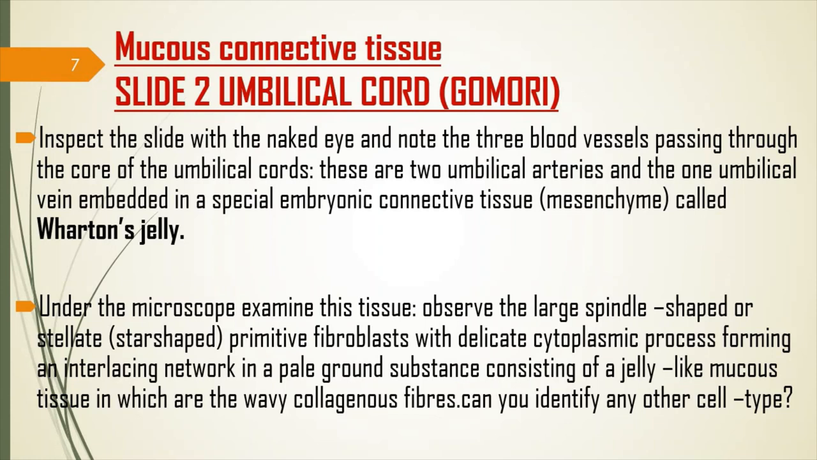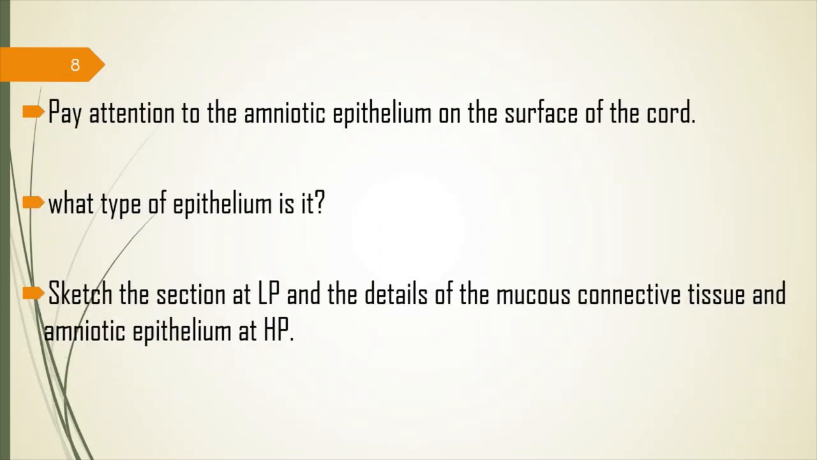You observe also the large spindle-shaped fibroblasts, which have delicate cytoplasmic processes, and you also look for the collagen fibers. Okay, you also pay attention to the amniotic epithelium on the surface of the cord. It is very important that you identify what type of epithelium makes up the amniotic epithelium. So in this slide, you're going to sketch at low power and at high power. Let's look at the low power representation.